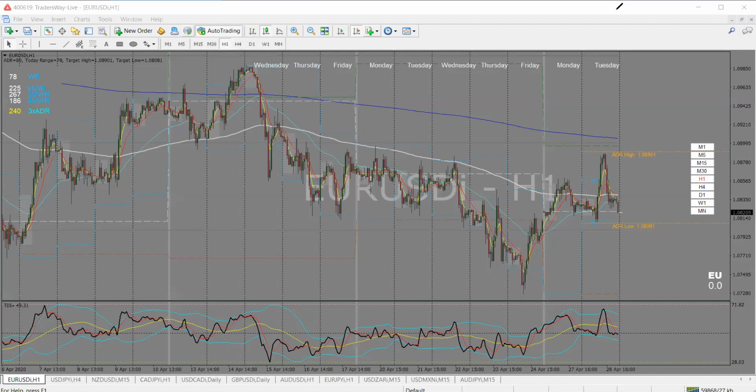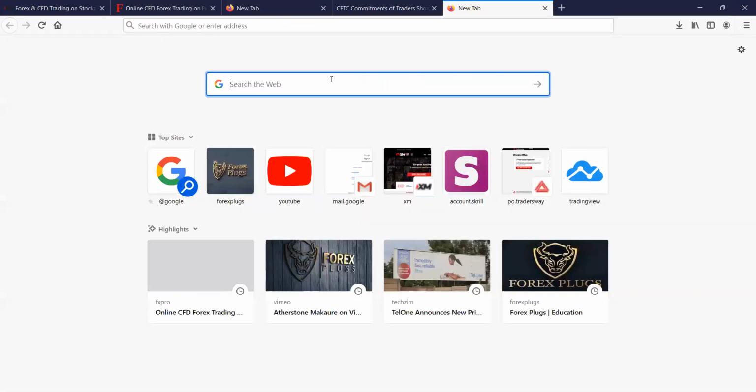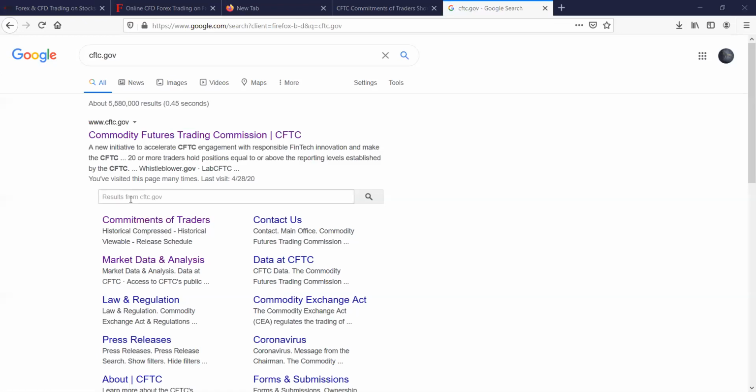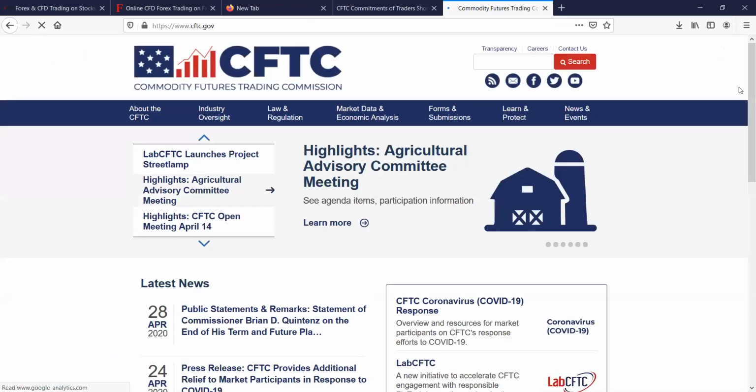I don't know if anyone has got a question. How do we access the COT report? So if you want to access the COT report, there are two websites that you can use. Let me show you. We still have 15 minutes. You can go to cftc.gov. The COT report comes from the Commodity Futures Trading Commission. You just click there and look for the Commitment of Traders report.